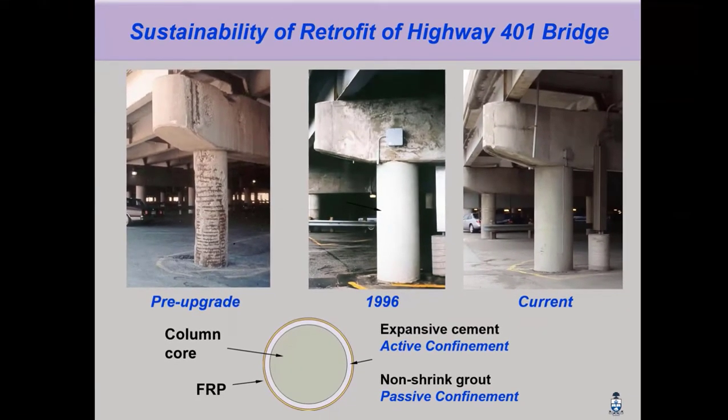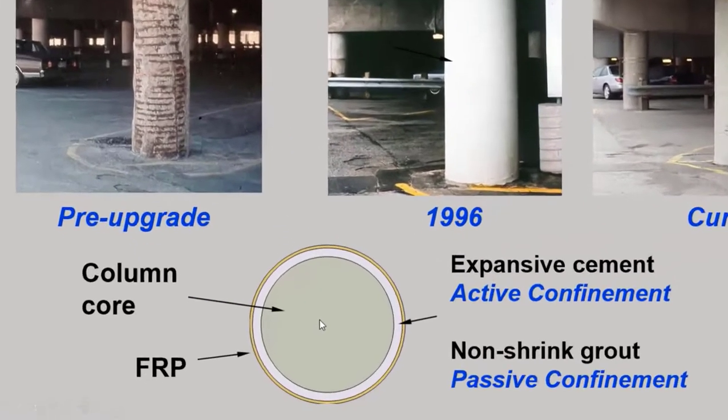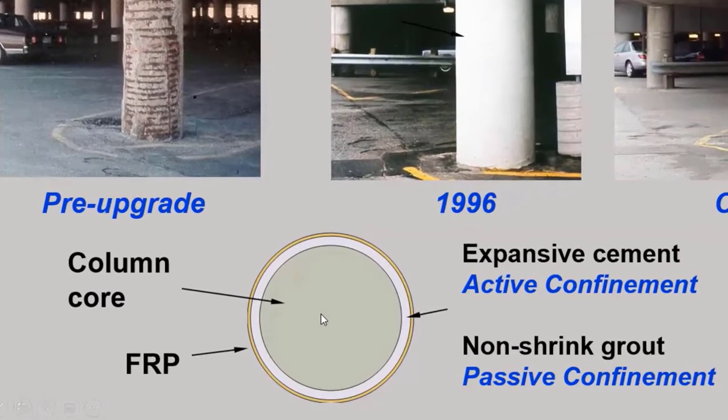So what has happened here is that the inner column core, which was contaminated, corroded, in terrible shape, we built around it a little annular ring, which is made of either expansive cement or non-shrink grout. Expansive cement will give you active confinement, and the non-shrink grout will give you passive confinement when the load is applied. FRP will give you, number one, the replacement of the lateral steel, or spiral in this case. Number two, the confinement which is not going to corrode over a period of time.